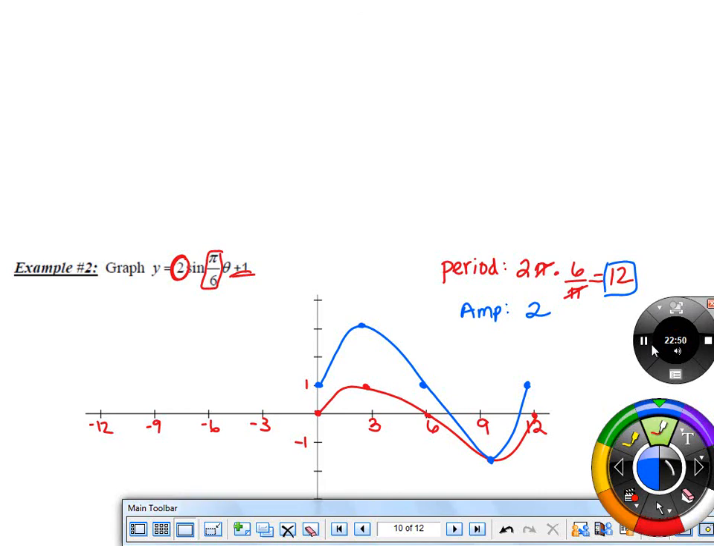So I have a period of 12, an amplitude of 2, and this is what my graph looks like. And then again, if I wanted to fill that in on the rest of the graph, I would continue this pattern, right? Sorry, this is supposed to be at negative 1 if it looks like it's at negative 2. Up here it doesn't, but over there it does.